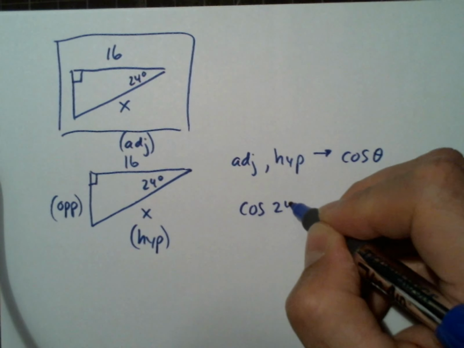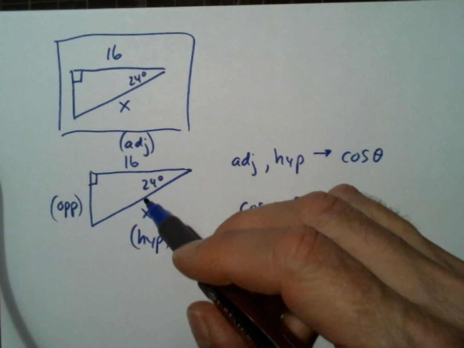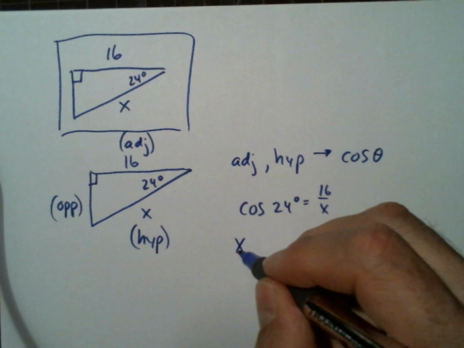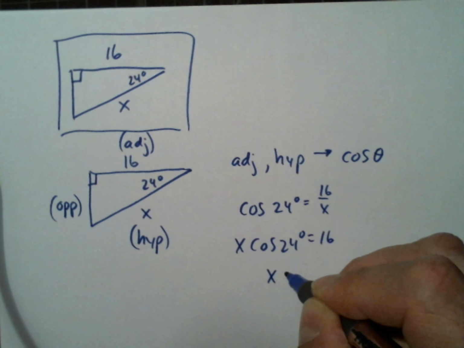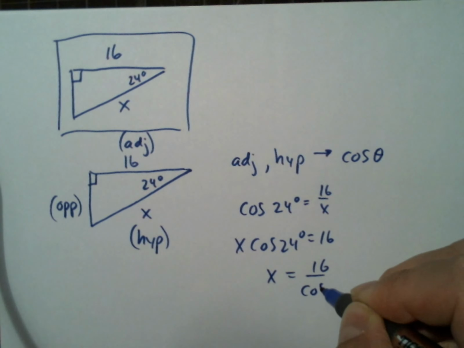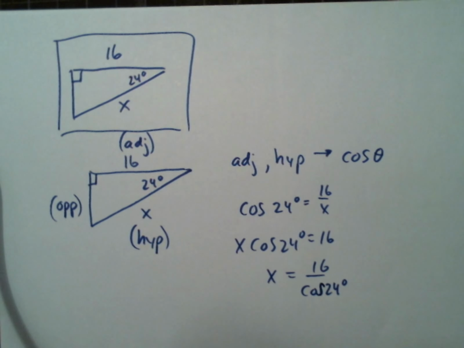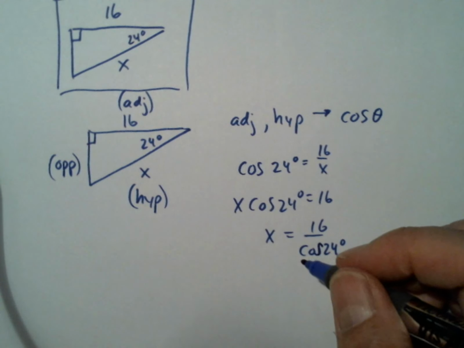Cosine of 24 is adjacent over hypotenuse, multiplied by x and divide by cosine. Using the calculator, we get about 17.5.